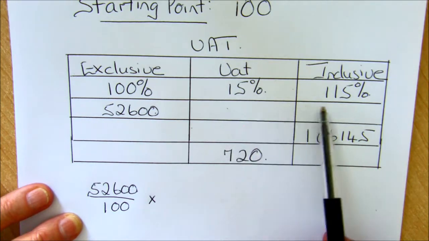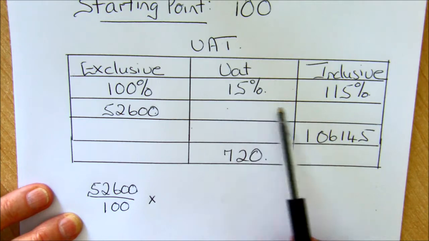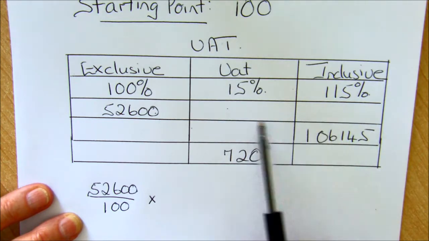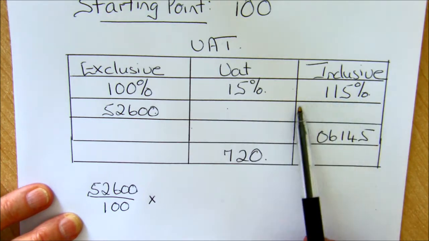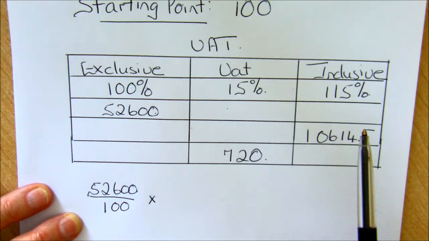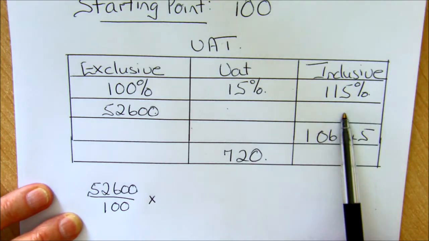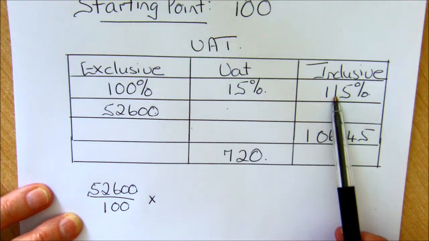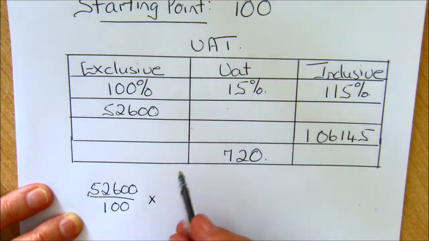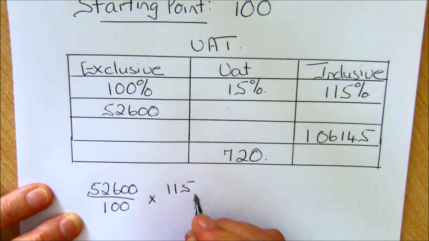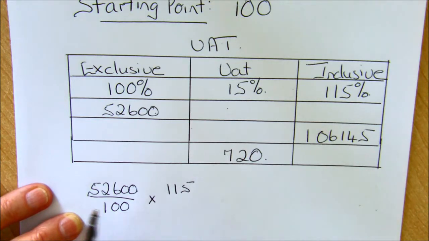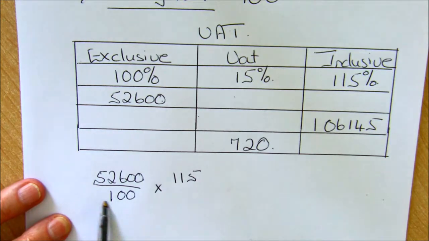Now, in this case, I want both of these. So I could do either one of these calculations first. For ease, let's go with the inclusive to start with. So I want to find the inclusive. Now the inclusive is 115%. So I'm going to times by 115. Now both the 100 and the 115 have got percentages on, so I've just ignored the percentage because they'll cancel each other out. So the important thing is we divide by what we know, times by what we want.